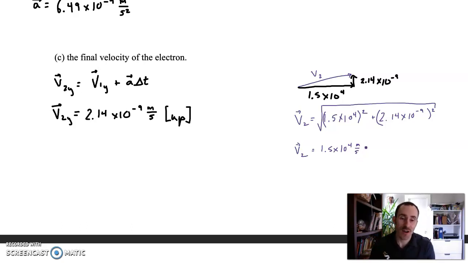Now, that also means that the angle is negligible. This angle in here, we need to give this a direction. So we're going to find that if you do the inverse tan of 2.14 times 10 to the negative 9 divided by 1.5 times 10 to the 4, you're going to find that this distance being so small will give you basically a zero angle, right? But if you actually do it in your calculator, you will get 8.2 times 10 to the negative 12 degrees above horizontal.